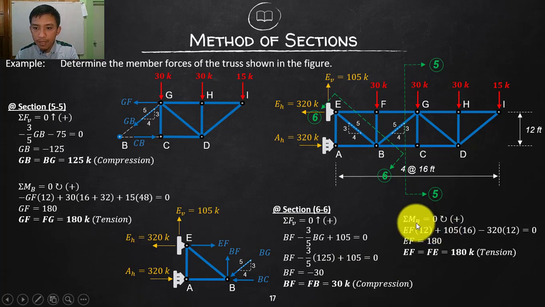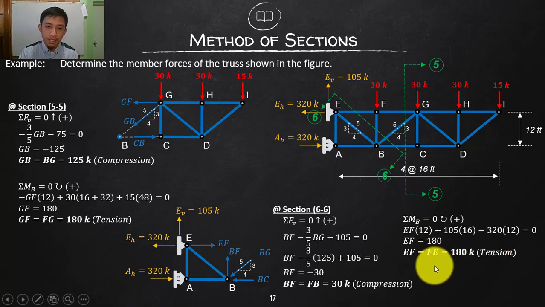Now I will take a moment at B. So look at this, if I take a moment at B, BC, BG, and BF will be cancelled out. You will only have a moment, and with this, this will be passing through that point, so there is no moment. Only this unknown EF, this EB, and EH. So what are the clockwise here? The EF, which is 12. Moment arm is 12. And then what else? This one, clockwise is still with respect to B. So that is 105 times 16. And then this is negative, 320 times 12 negative, since that is counterclockwise. So simple algebra, EF will be positive 180, which is tension.